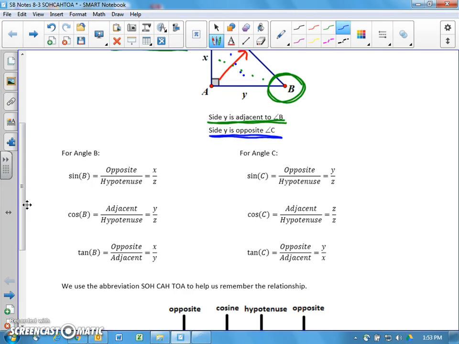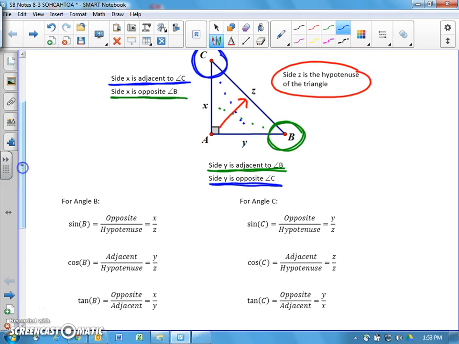So for angle B, opposite over hypotenuse is going to be X over Z. Still for angle B, cosine is adjacent over hypotenuse, so it's going to be Y over Z. Tangent is opposite over adjacent, so it's going to be X over Y. If you switch over to angle C, your opposite and adjacents switch. So now sine is Y over Z, and for cosine, your adjacent is X. It should say X over Z. So make that change in your book. That should be X over Z. And our tangent is Y over X.